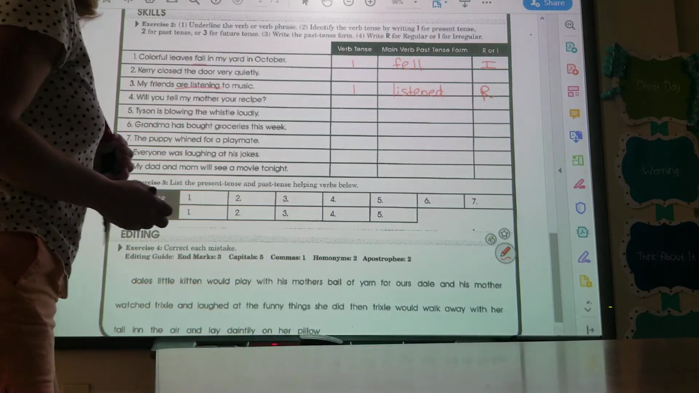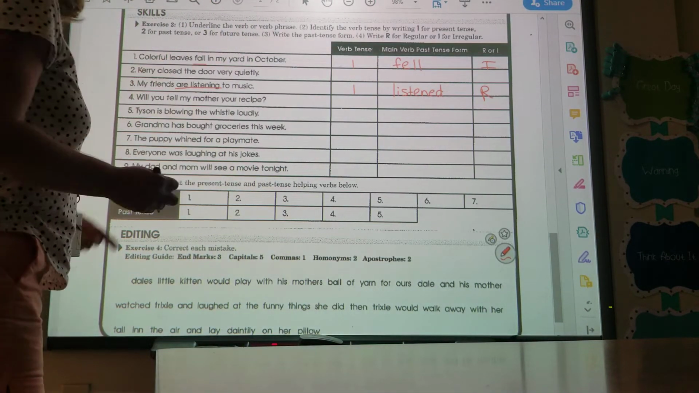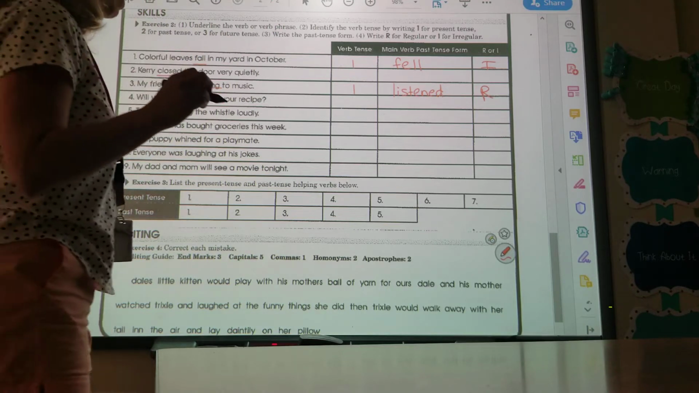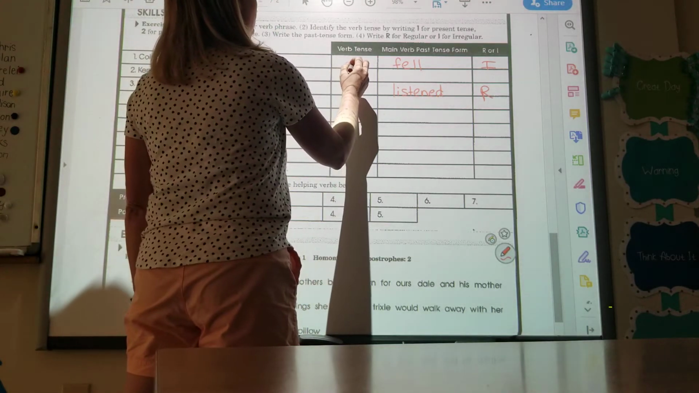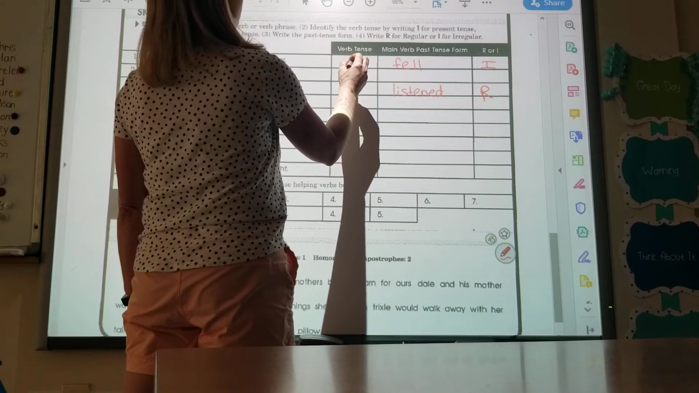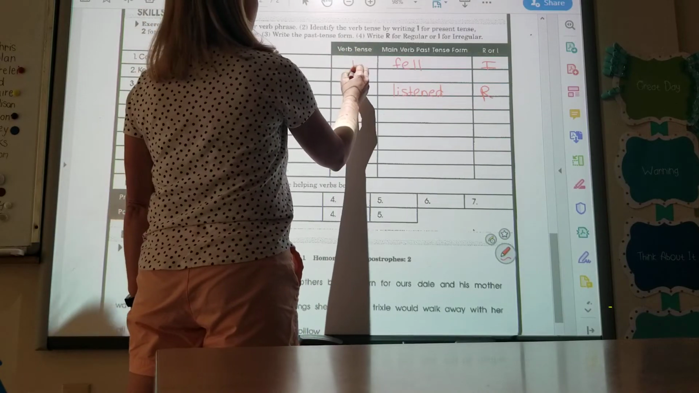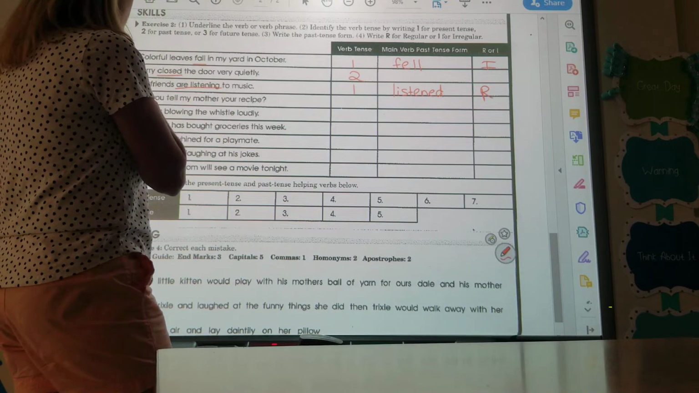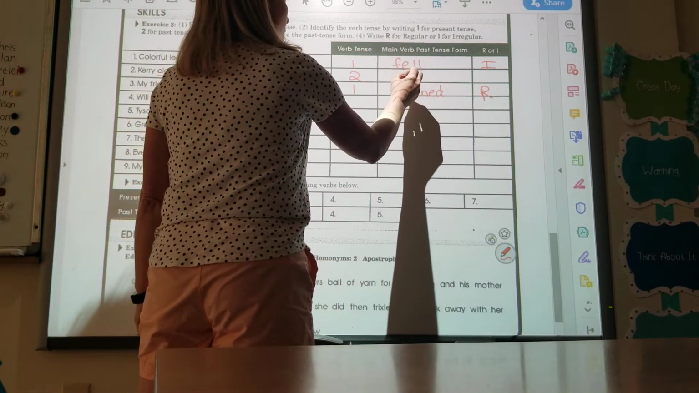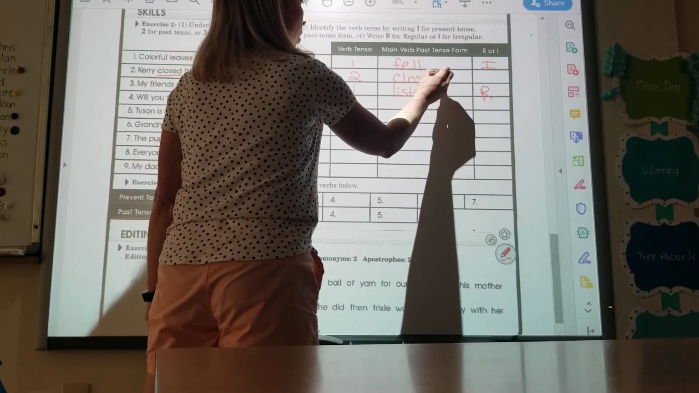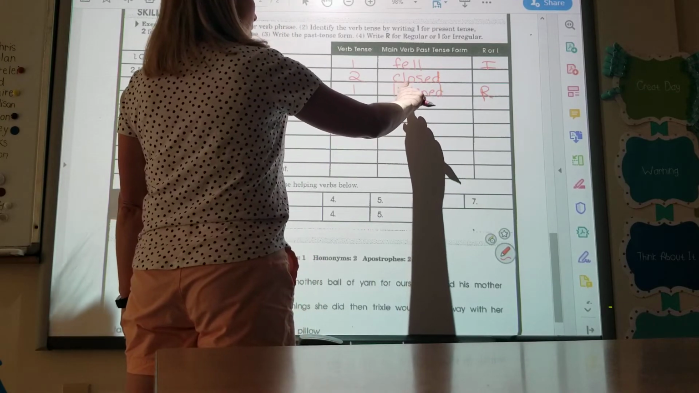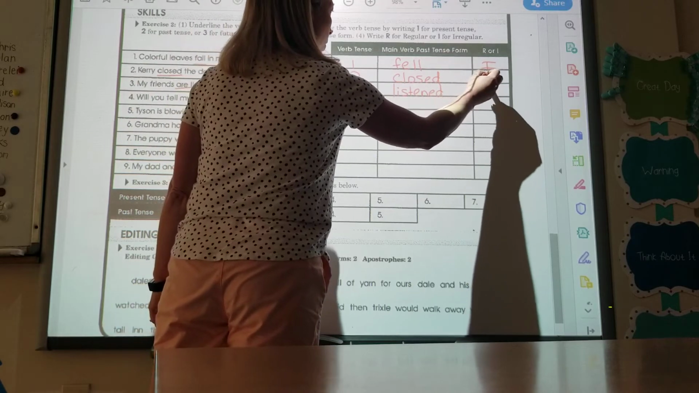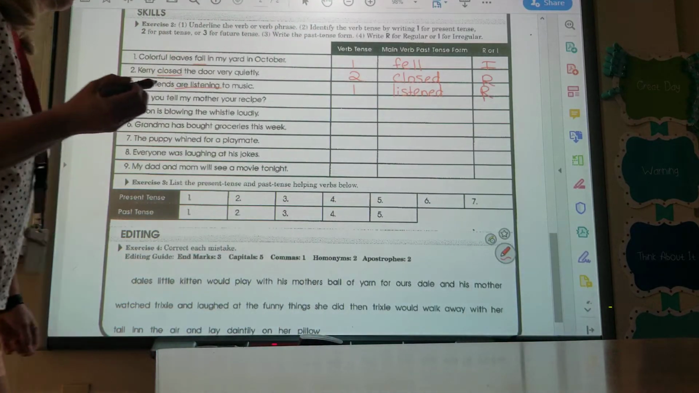regular. Okay? Carrie closed the door very quietly. Closed. All right, she did that in the past, so we're going to put 2 for past tense. All right? So Carrie closed. I don't have to change this one at all. All right? The root verb is close. She closed the door. So now I know this one is going to be a regular one. They just added ed to it.